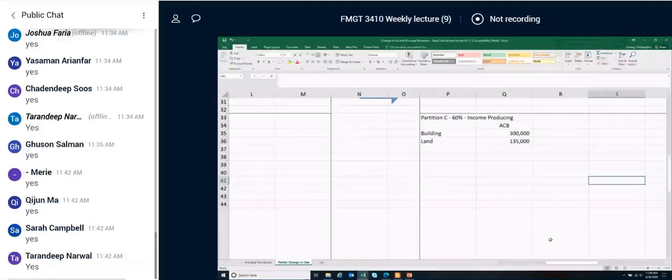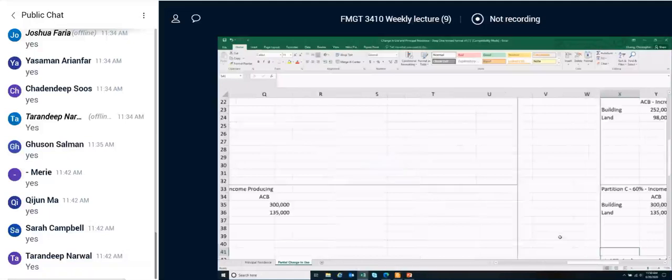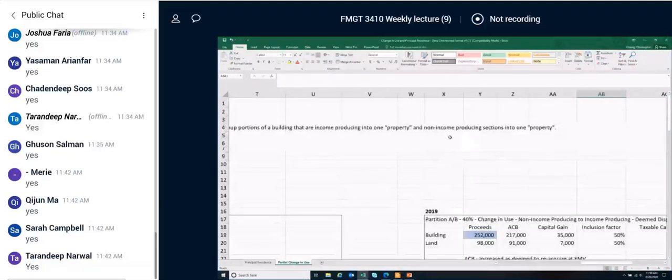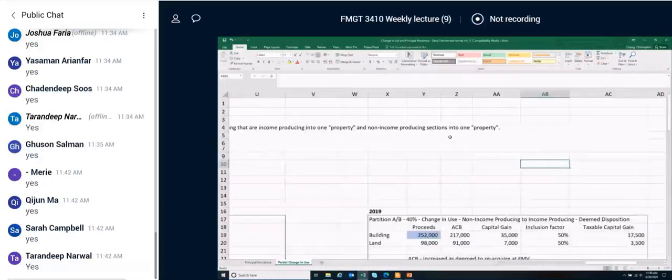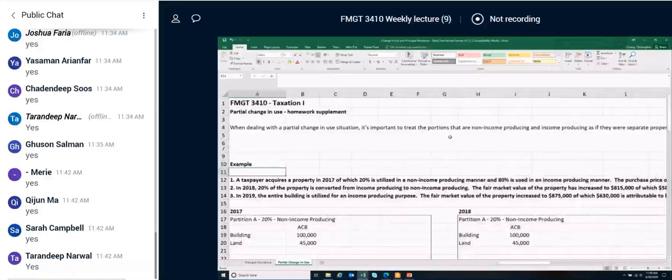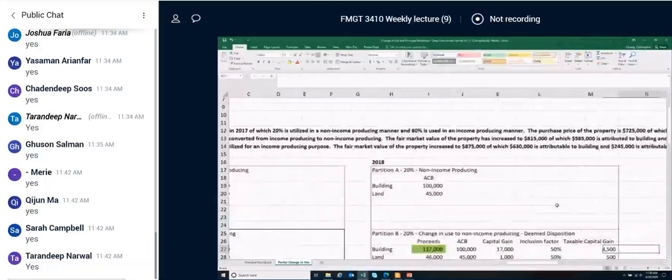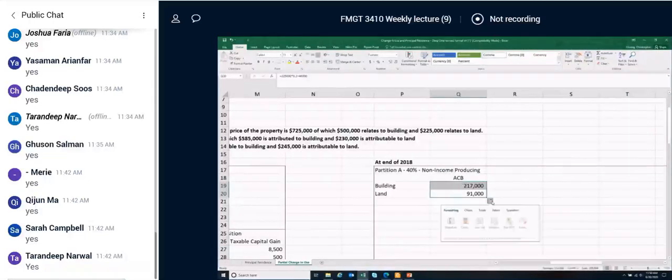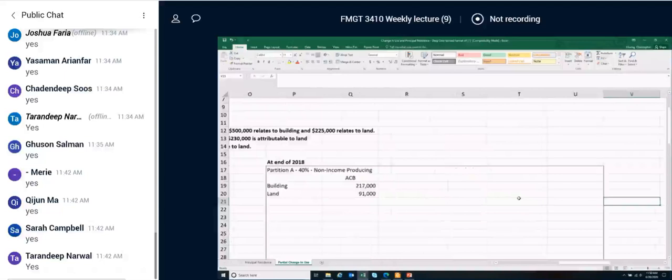And then you go into 2019. Now in 2019, there's another change in use in this example. The entire building is used for an income producing purpose, and again, the fair market value has increased. Now, because you've recalculated your end position by combining your non-income producing pieces, you can go and do your calculations.